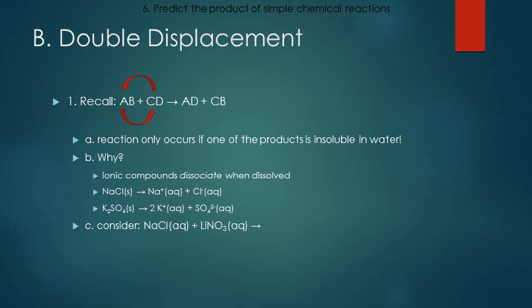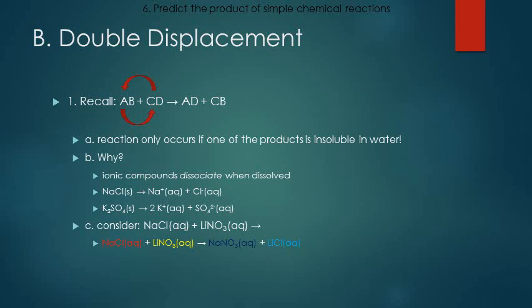So let's consider an example of a double displacement reaction and see why this idea of one of the products being insoluble in water is important. Alright, so here's our reaction. We have sodium chloride reacting with lithium nitrate. And notice they're both dissolved. They're both aqueous solutions. We mix them together. Here is what we would predict for the products. Sodium nitrate, so the sodium and the lithium have simply exchanged partners. So the sodium is now in a compound with the nitrate ion. The lithium is now with the chloride ion.